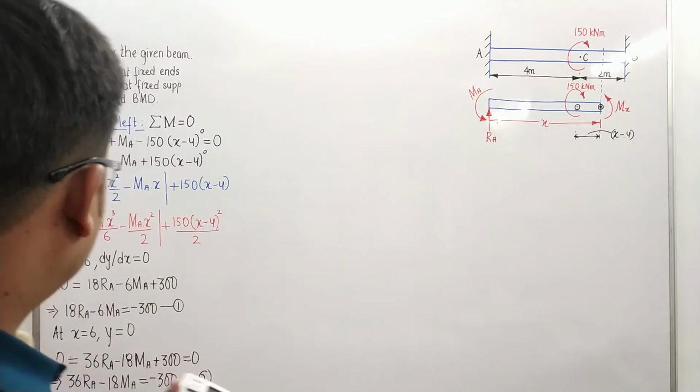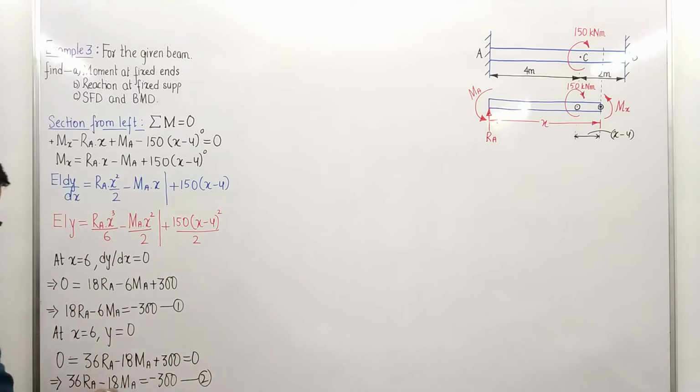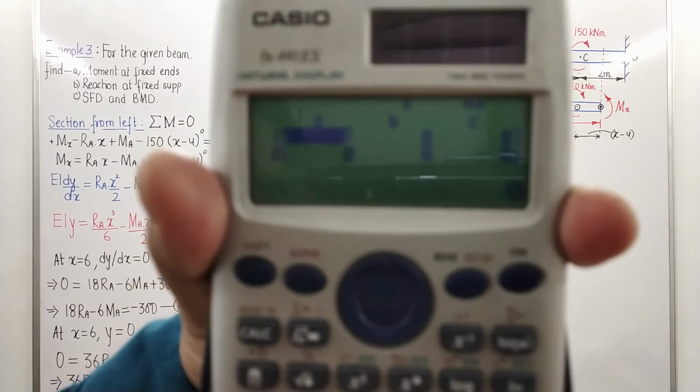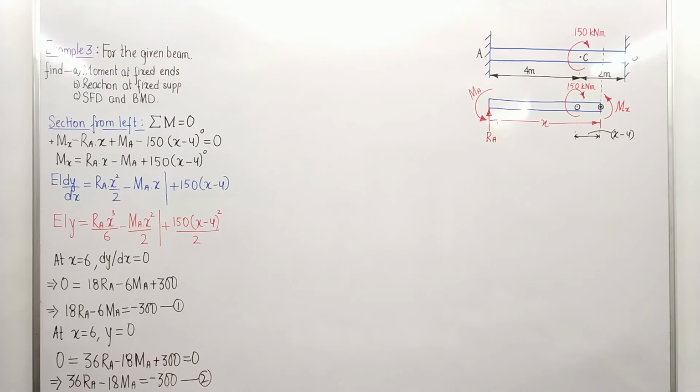First one. So the values are A1, B1, C1, A2, B2, C2. Just plug in the value of each and everything into this matrix. Okay, you can see this matrix. Plug in the values. So 18 here, minus 6 and minus 300, done. Then we have this 36, minus 18, minus 300.